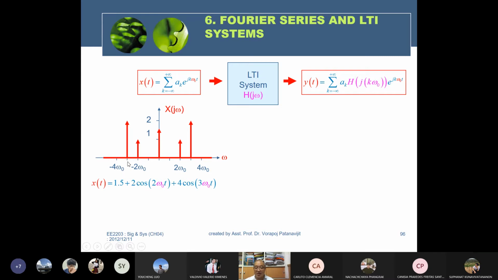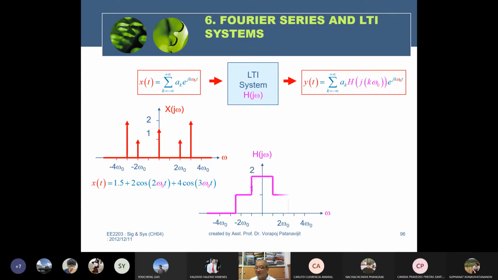2 cos 2 omega t and 4 cos 3 omega t are here. When you expand them in the Fourier series, it will be expanded like this. The middle impulse represents 1.5. The next two represent the 2 cos 2 omega t. And the last pair of impulses represents 4 cos 3 omega t.